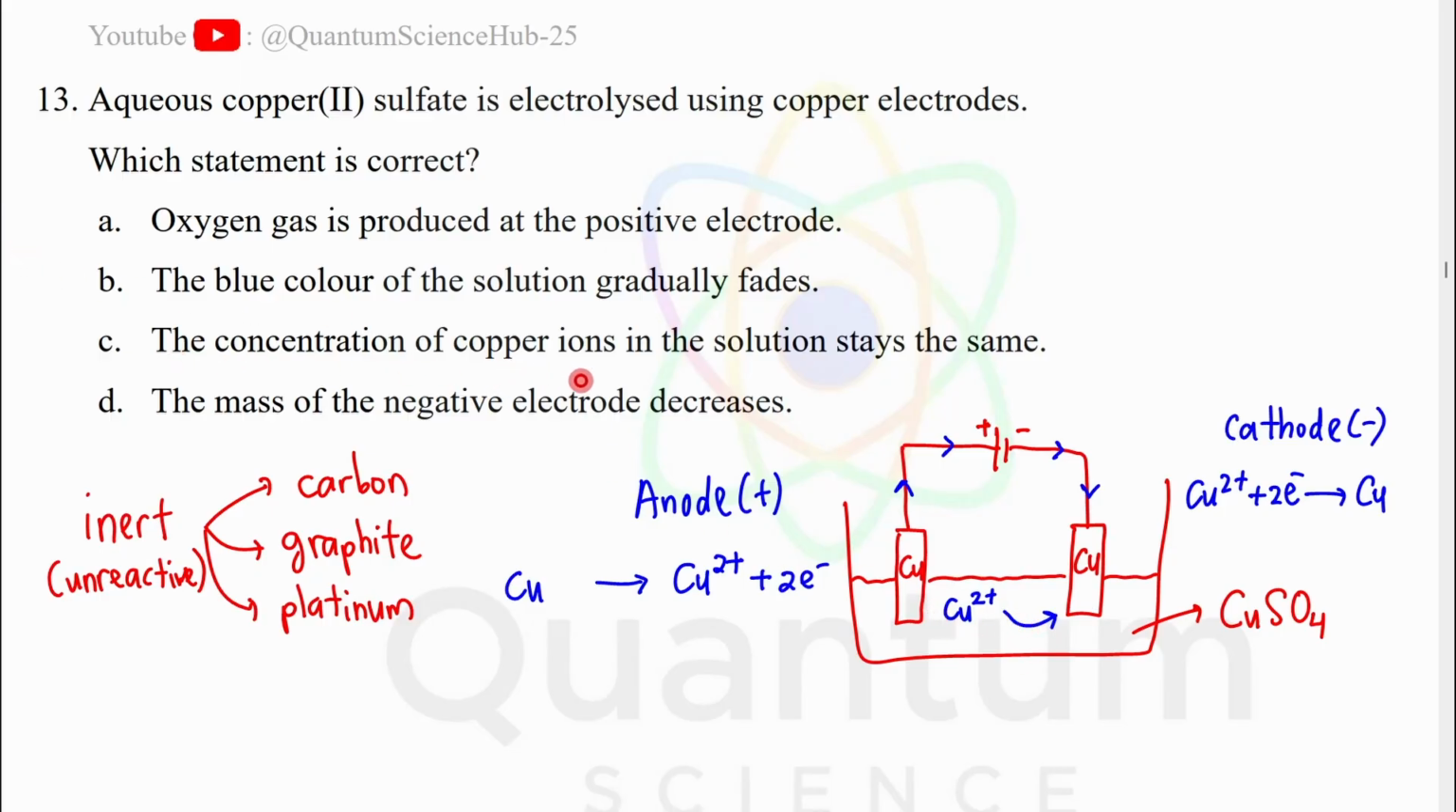Next, the concentration of copper ions in the solution stays the same. Yes, that's correct because it is just the transferring of ions from positive electrode to negative electrode, right? Next, the mass of the negative electrode decreases. The negative electrode is the cathode. Do you think it decreased? No, it increased because the copper(II) ions are transferred from positive electrode to negative electrode, right? So the anode will decrease in mass while the cathode will increase in mass, right? So the correct answer here is C.